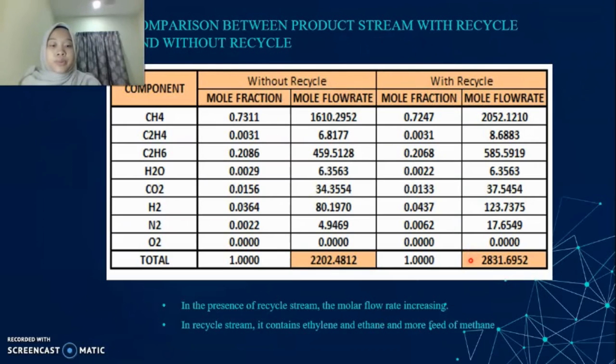This is a comparison in the OCM reactor between the product stream with recycle and without recycle. In the presence of the recycle stream, we can see that the total mole flow rate of the stream with recycle is increased from 2200 to 2800. This is because the recycle stream contains ethylene and ethane. Therefore, in the outlet stream of the OCM, we can see an increase in the flow rate of ethylene, ethane, and also methane.